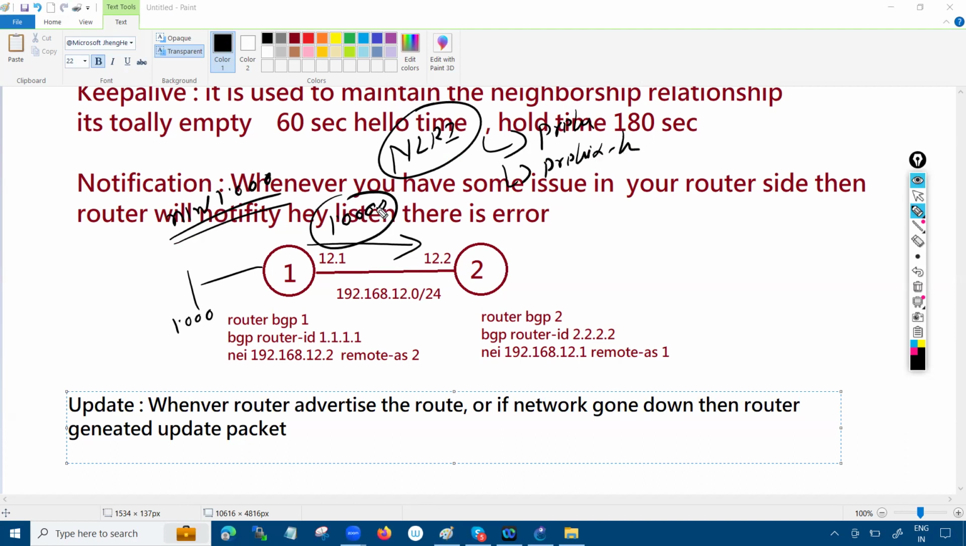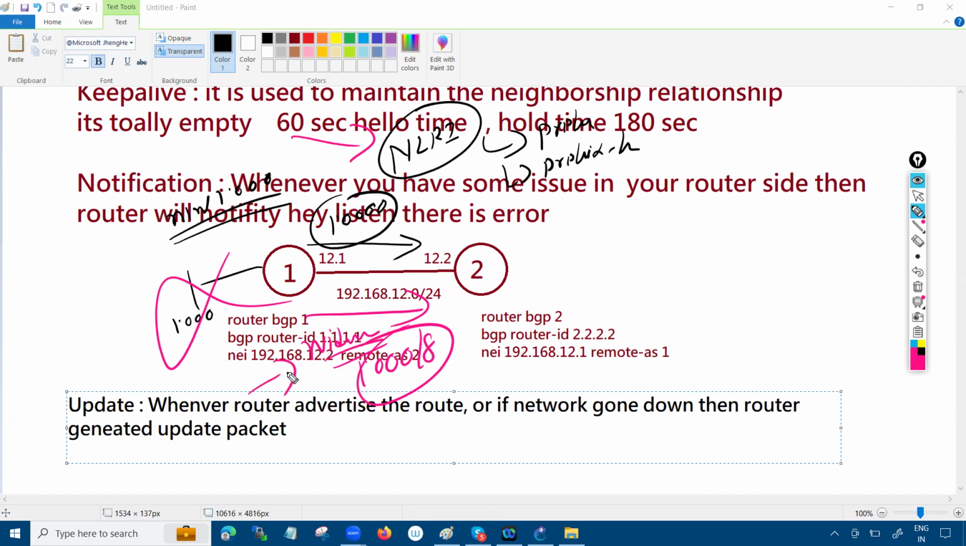In that update packet, I can put the information of the advertised route, but understand what happens if I lose the network. If I lose the network, again I'm going to generate the update packet. But in this update packet, I will put the withdrawn route. Withdrawn route means you can now remove this route from your routing table. So now you will not see the NLRI information, you will see the withdrawn route information. So in both cases, you will see the update packet.